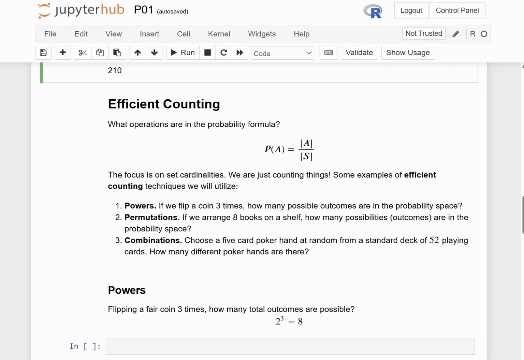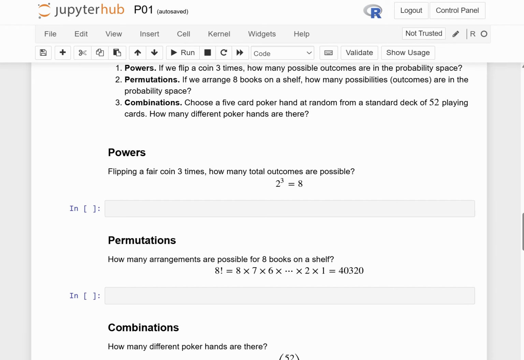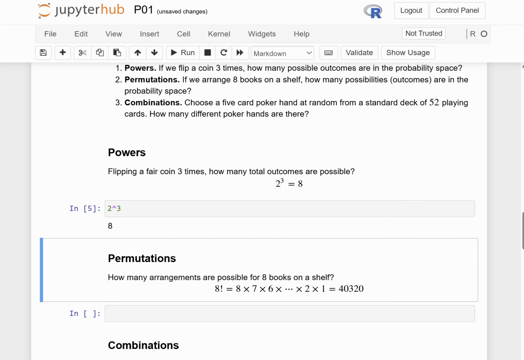If we flip a coin 3 times, how many possible outcomes are in the probability space? Well, we should know that that's 2 to the third. I'm typing in 2 caret 3 and hitting Shift Enter. Shift Enter will evaluate the code and move down. I have the option to do Control Enter and it'll stay in the same place so I can reevaluate it. This will sometimes be useful when we're randomizing things. But generally speaking, we just hit Shift Enter and move down.